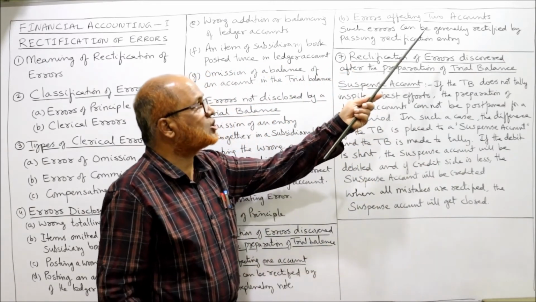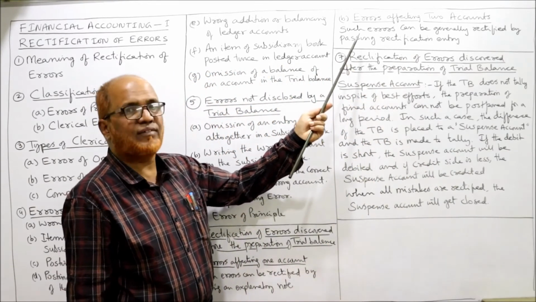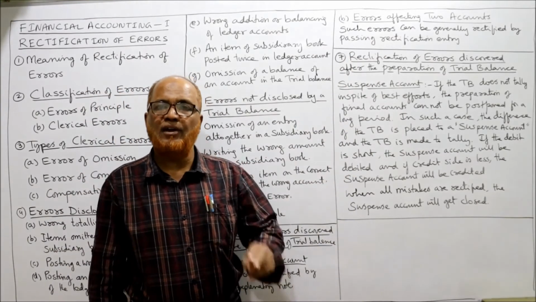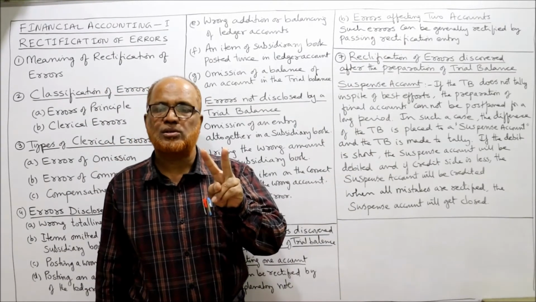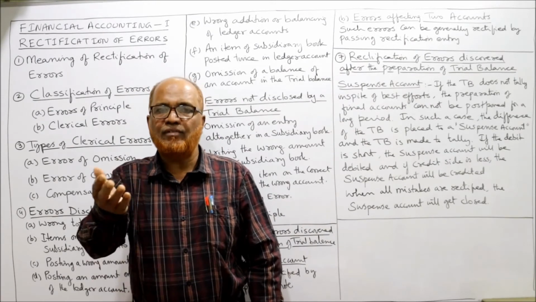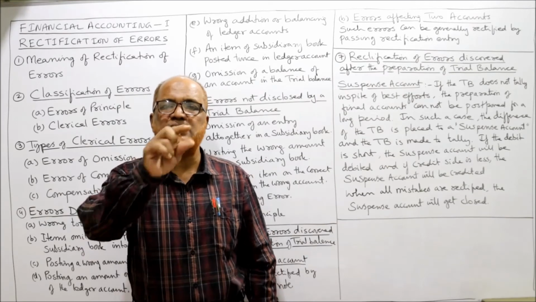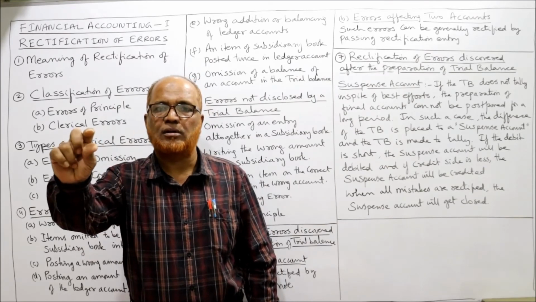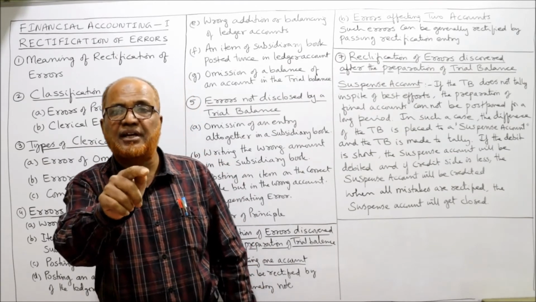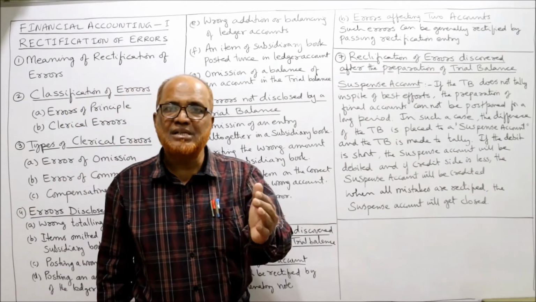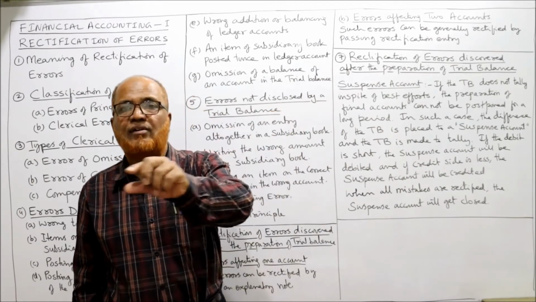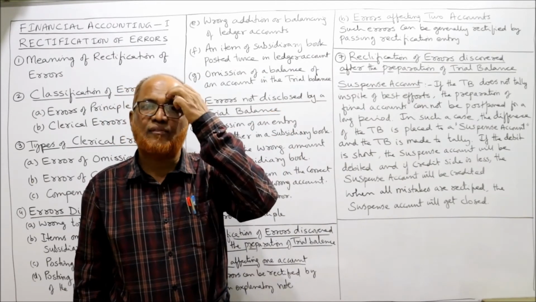Now, errors affecting two accounts. If two accounts are affected, such errors can generally be rectified by passing a rectification entry. For example, when we have received cash from X, we pass the entry: cash account debit to X account. By mistake, we have credited Y's account instead of crediting X account. So two accounts are affected.